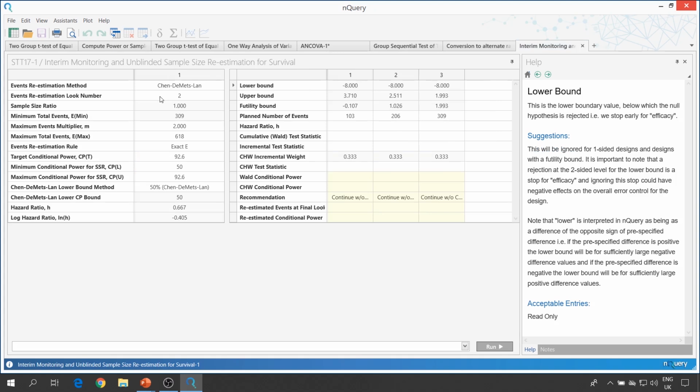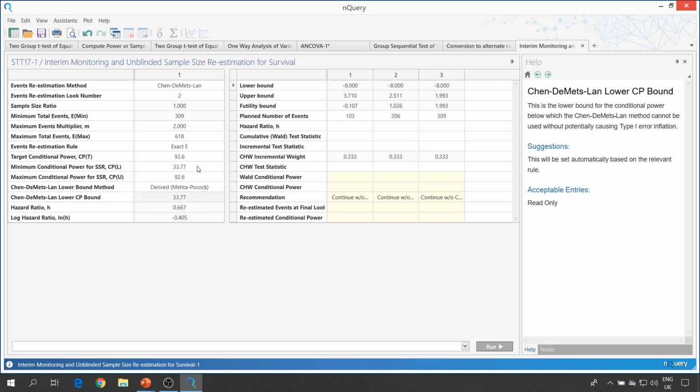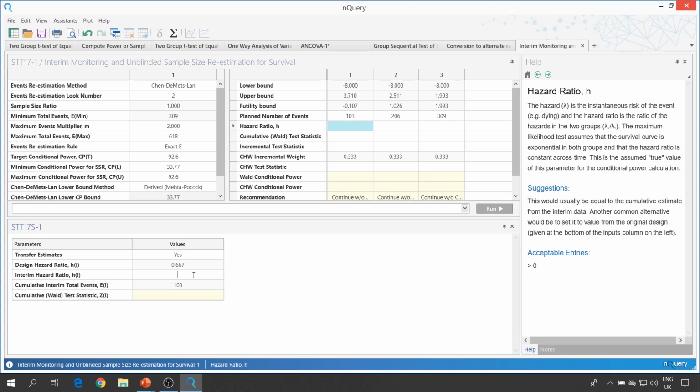So in this case, let's just do the simplest version, which is a Chen-DeMets and Lan approach, which basically involves constraining when we can increase the sample size. In this case, we're constraining it to 33% based on the absolute lower bound to 92.6%. And we're basically going to say that the true interim hazard ratio we end up getting is actually 0.8 rather than 0.6. And if we do that, we see we get a conditional power of around 48%.